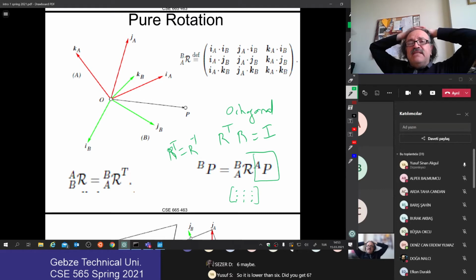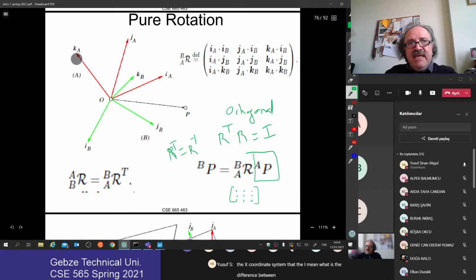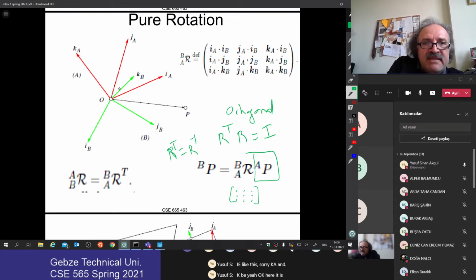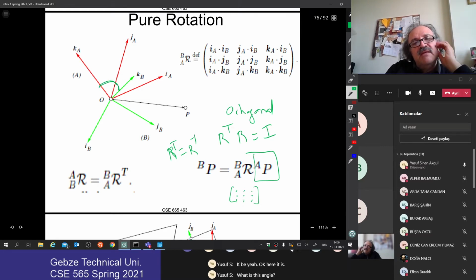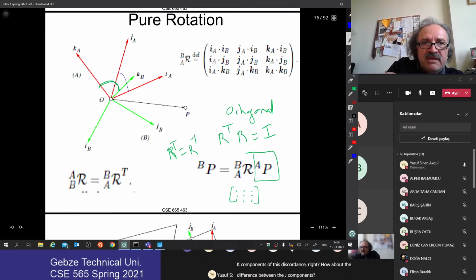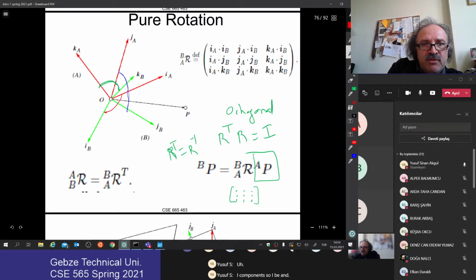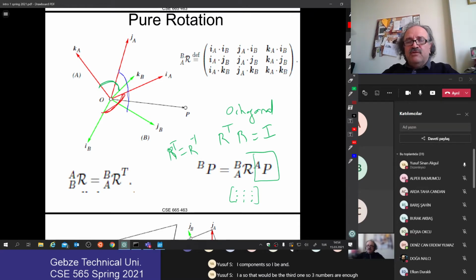Well, all I need to know is what is the angle difference between the coordinate systems, the difference between KA and KB. Yeah, okay, here it is. What is this angle? That's one thing. So that's the difference between the K components of these two coordinate systems, right? How about the difference between the J components? J components are like that, so this angle. And then how about the difference between the I components? IB and IA, so that would be the third one. So 3 numbers are enough. So why do I need these 9 numbers?